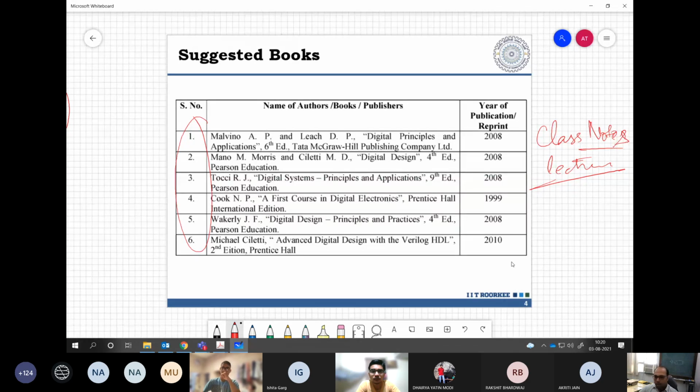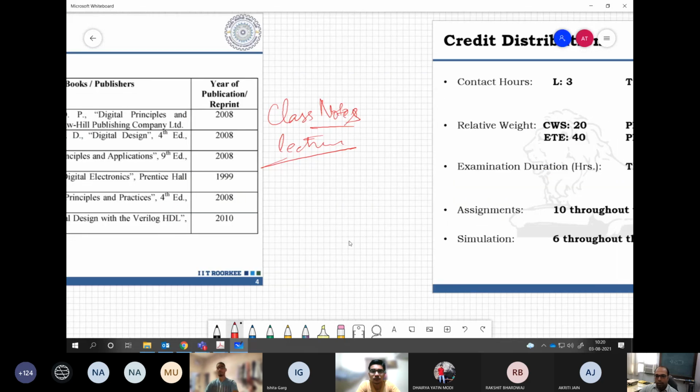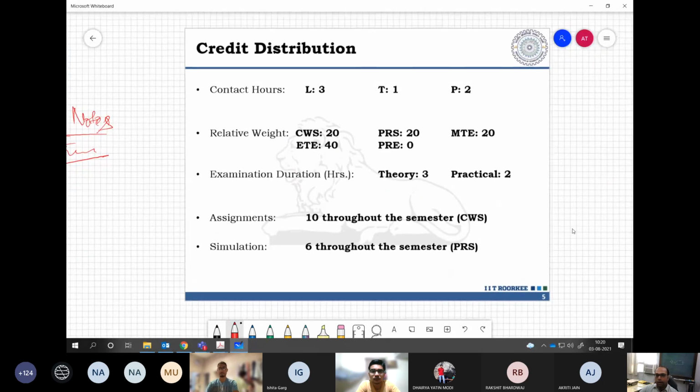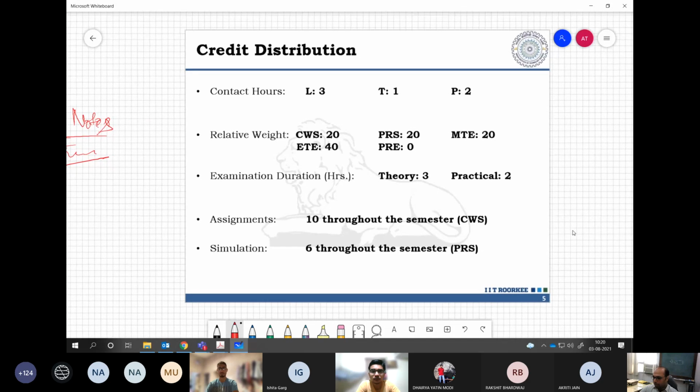Okay, so these are the suggested books and some credit distribution, what we are going to have during the course. Of course, we are all doing the course for getting some marks, getting some grades, apart from gaining the knowledge. So the contact hours are distributed like this for the week. There would be 3 lectures. It is on Tuesday, then Thursday and Friday, and 10 to 11 a.m. is the timing for all the 3 days.